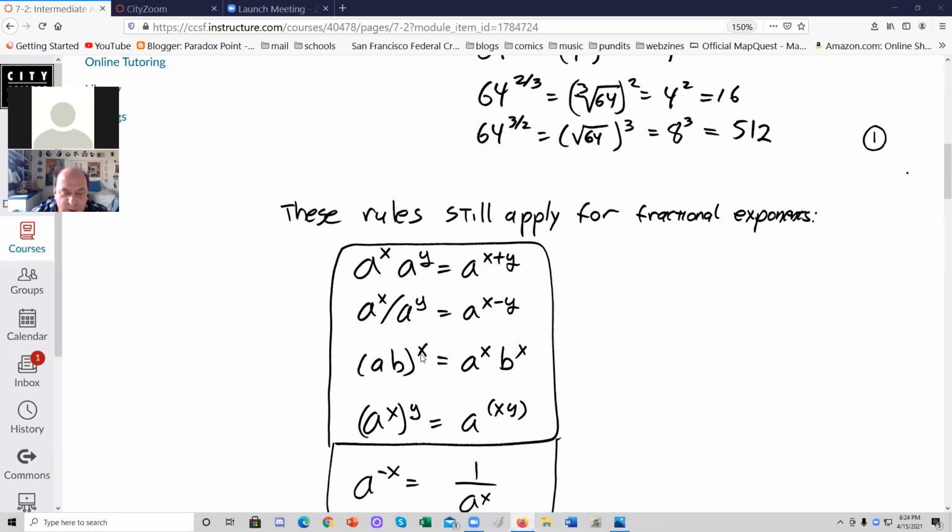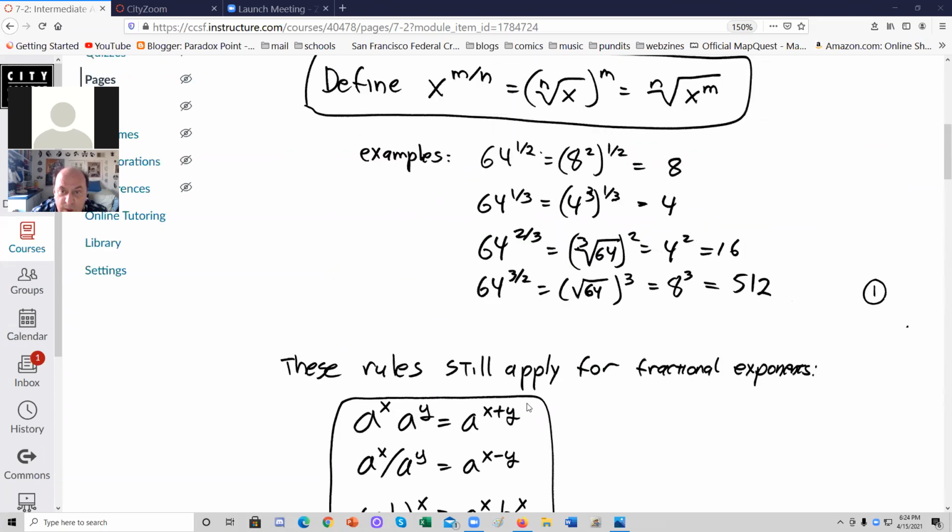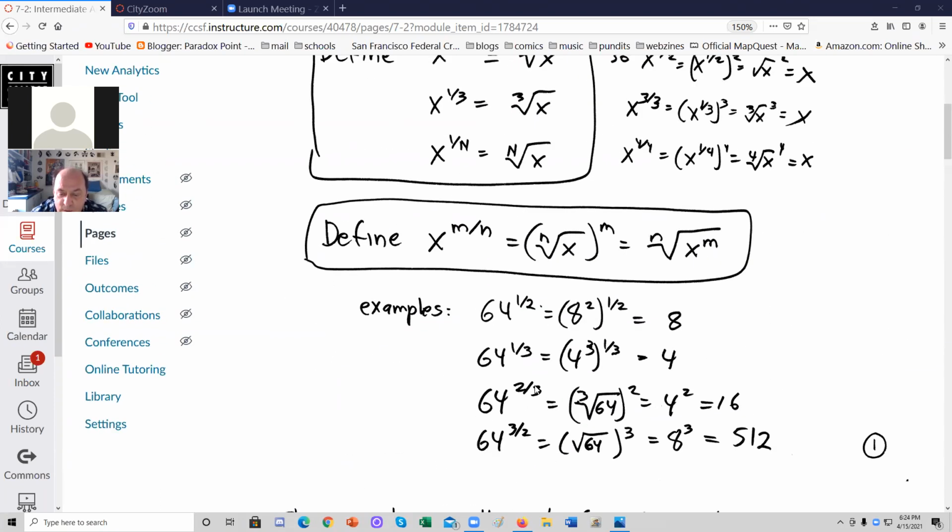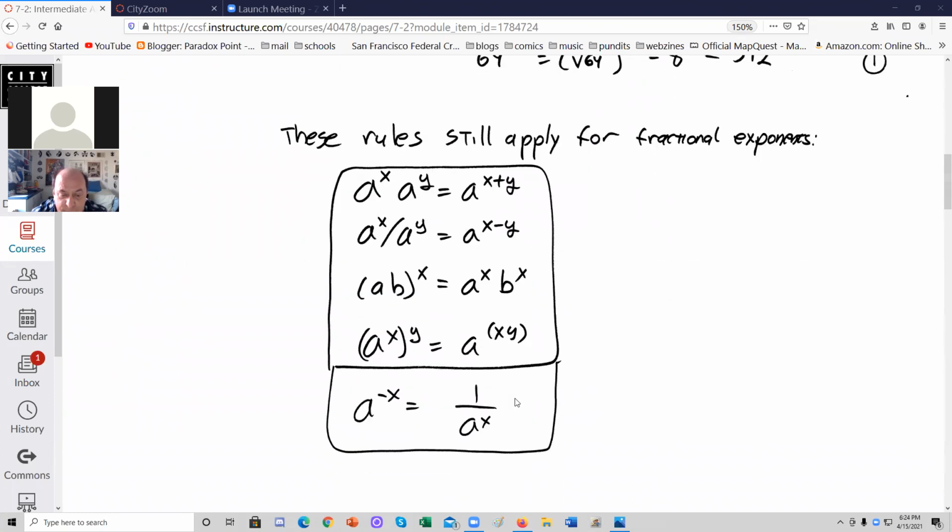Before we had that powers distribute over multiplication, still applies. (ab) to the x is a to the x times b to the x. So exponents distribute over multiplication, much the same way that multiplication distributes over addition. A to the x, itself to the y, multiply the powers, a to the power x times y. We saw that happening here. X to the 2/3, that's 2 times 1/3, so 1/3 power to the second power. And a negative power is a reciprocal. A to the negative x is 1 over a to the x.